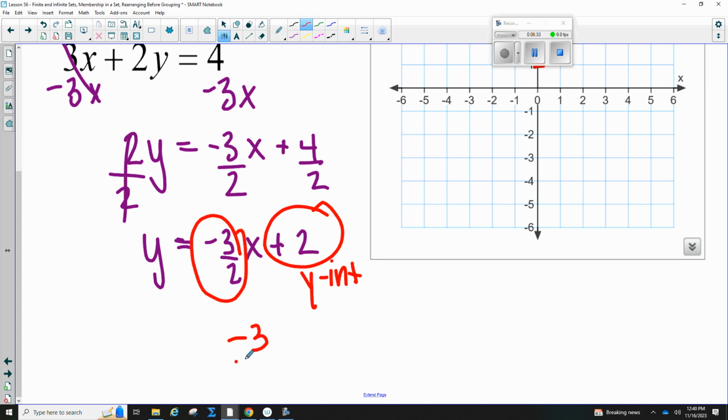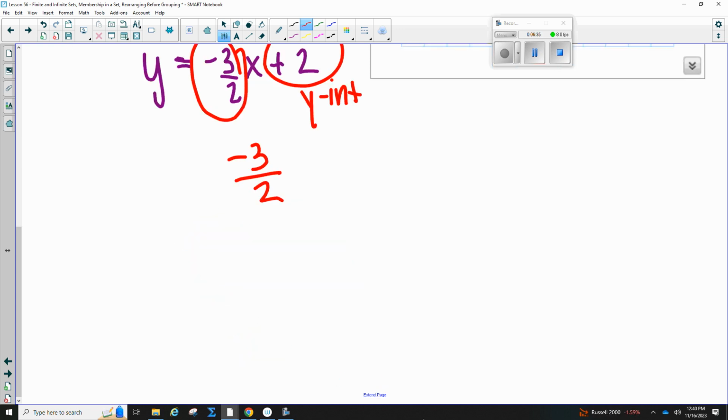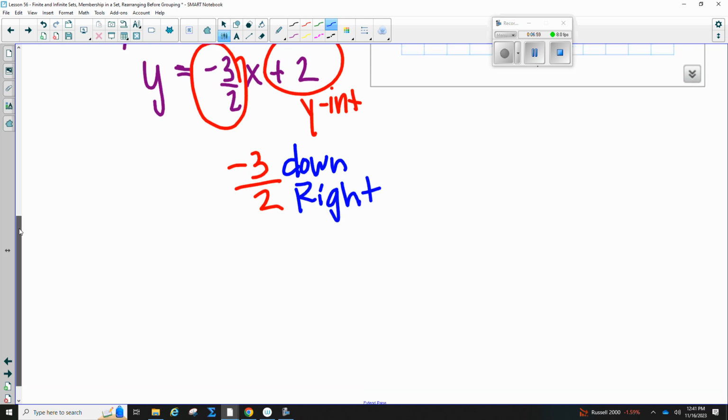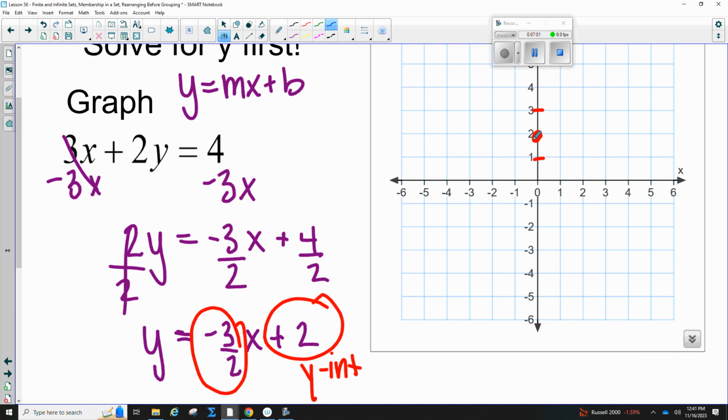You can either have the negative on the top or the bottom, all right? Now, remember the top number always goes up or down. It's always the change in y, and the bottom number is always the change in x, okay, which is left or right. So this top number means we are going to go down 3 because it's negative, and the bottom number, which way are we going to go? Right 2. All right, and where do we start? You start at this 2 right here, and you're going to count down 1, 2, 3, over 2.